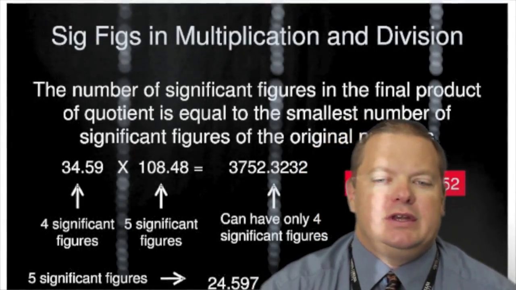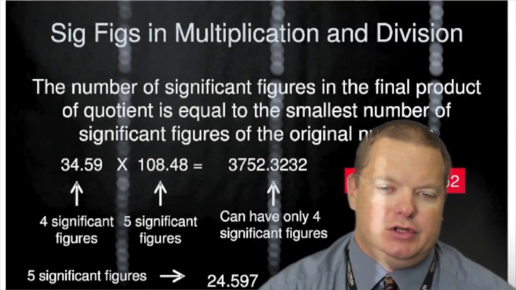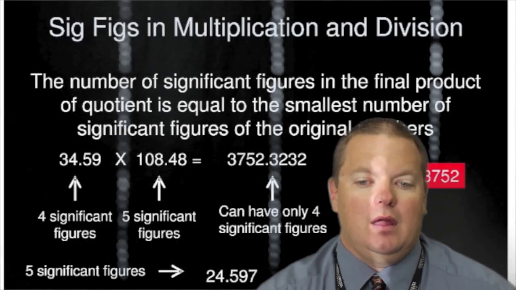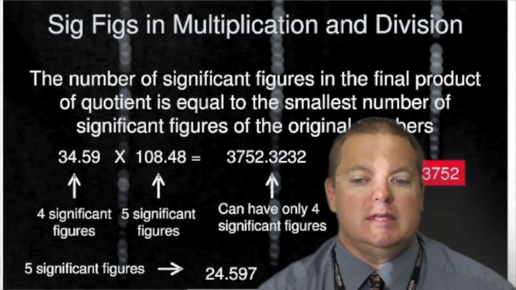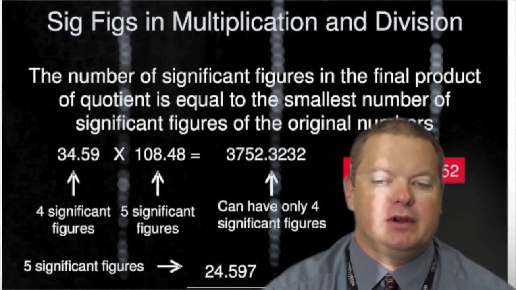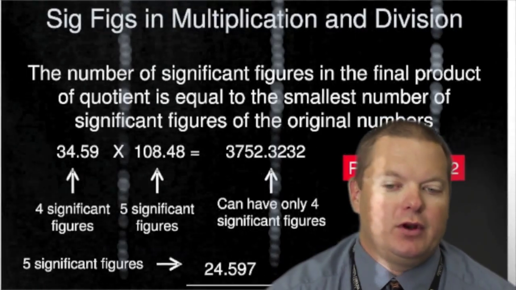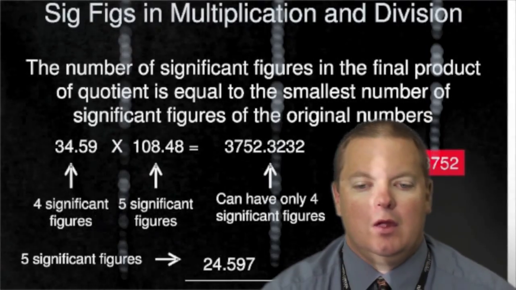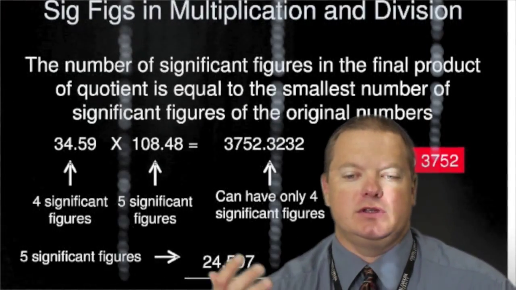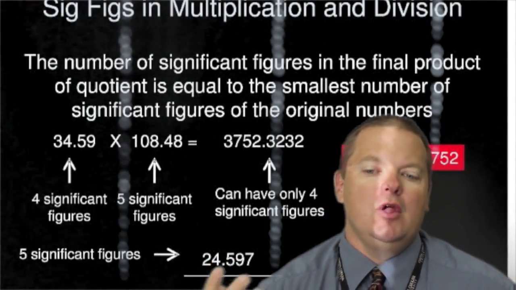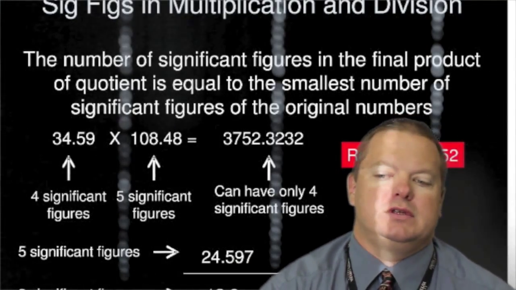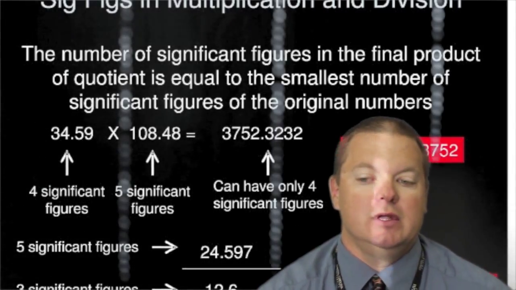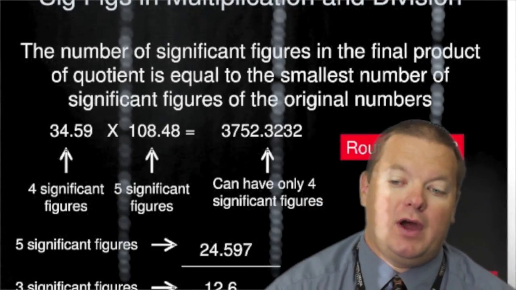Now let's talk about significant figures for multiplication and division. The number of significant digits in the final product or quotient is equal to the smallest number of significant figures in the original numbers. So if we take 34.59 times 108.48, the first number has 4 significant digits, the second number has 5. We can only have 4 because that's the smallest number, so in our solution we're going to round that to 4 significant digits, which in this case would be 3752.